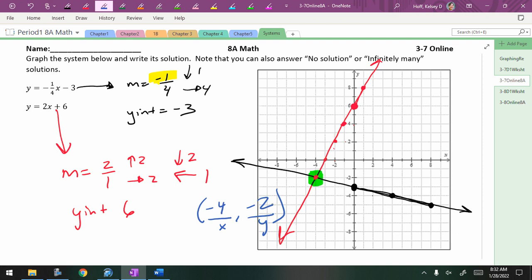Okay? Paper in the back. It's online. I will help you if you need it. Hey, look at me one second. If your lines don't cross at a perfect point, you graphed something wrong. Okay? You graphed something wrong in that case. Regraph them. All right, go to work.